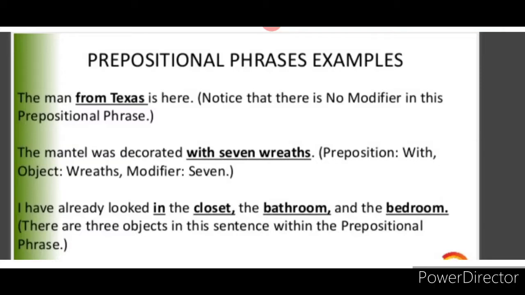Children, I hope you have understood what clauses and phrases are. A clause is a group of words which gives you a complete meaning and it has a subject and verb. A phrase is also a group of words. It will give you a meaning, but it does not have a subject and verb.